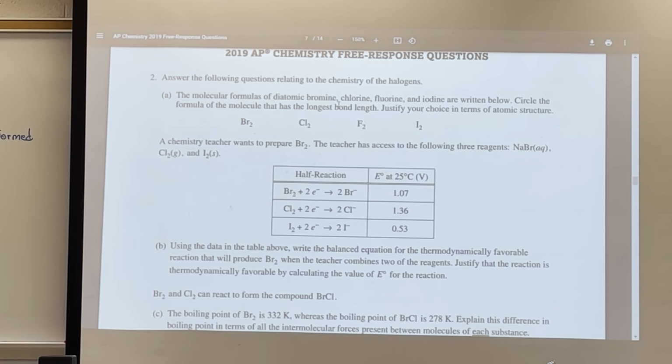The molecular formula of the diatomic bromine, chlorine, fluorine, iodine is given below. Circle the formula of the molecule that has the longest bond length. Well, which one's going to have the longest bond length? Why? Because it's larger, bigger electron cloud. That's the biggest one. So obviously, the bigger they are, the farther apart they're going to be, because you go nucleus to nucleus from the edge of the electron cloud. Okay, so that one's again pretty easy. And B is our next unit, how to do B.